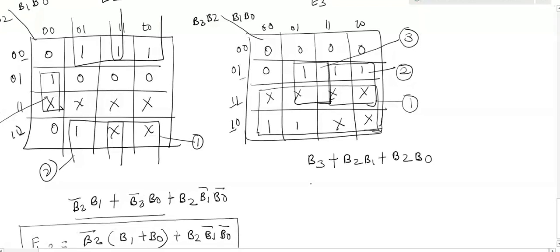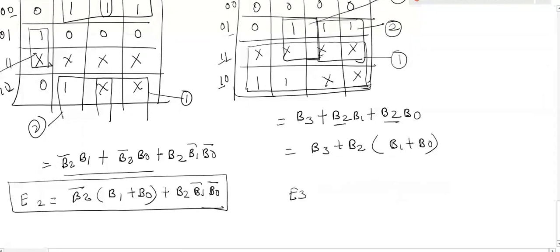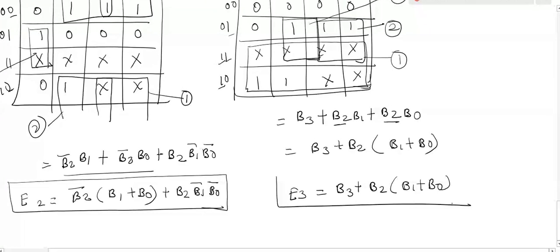Now again, after taking the common variable B2, I can rewrite the expression like this: B1 plus B0. Now this is the expression for E3. E3 is equal to B3 plus B2 and internally B1 plus B0. This is the expression for E3.